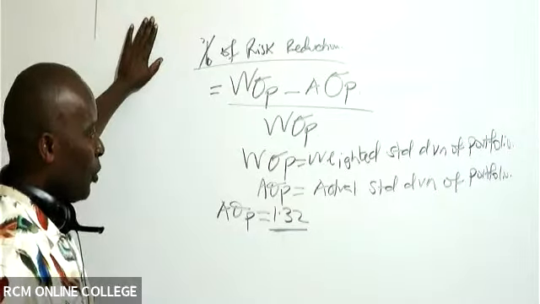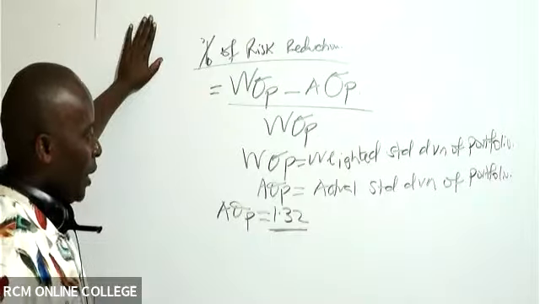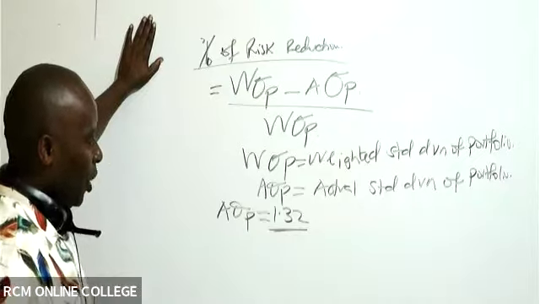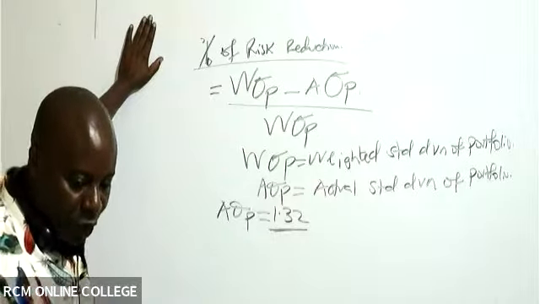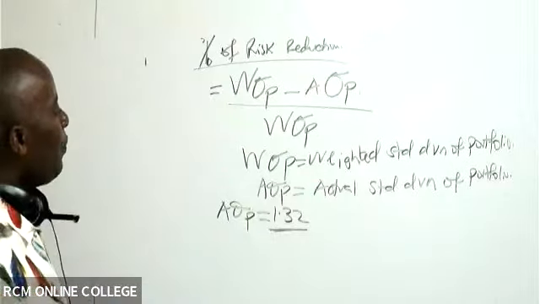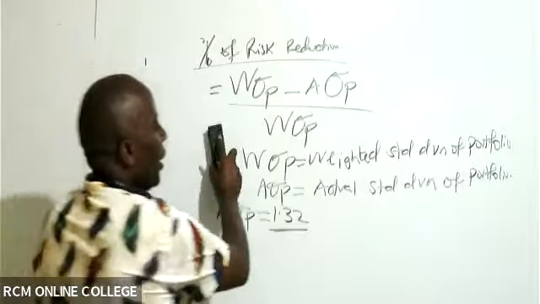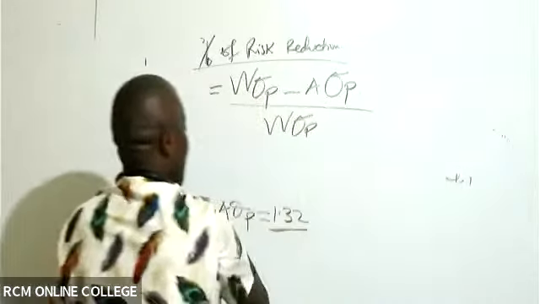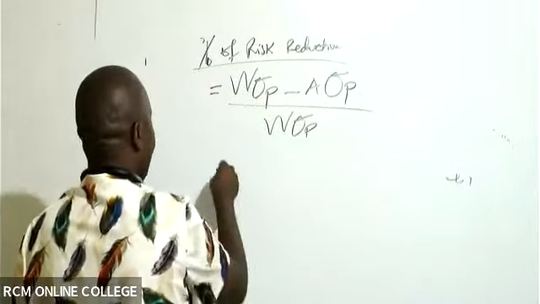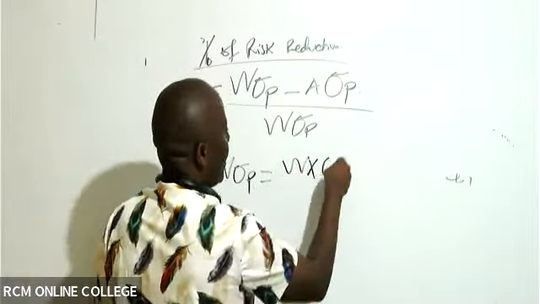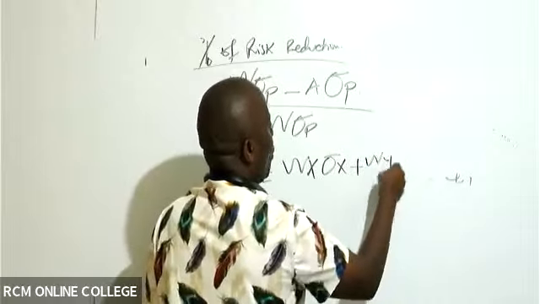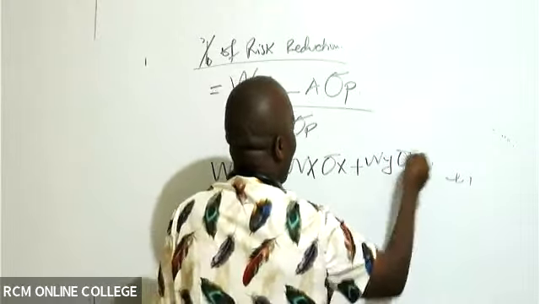And then now we have to compute the weighted standard deviation of the portfolio. How do we get it? It is very, very easy. We take weight X times standard deviation X, plus weight Y times standard deviation Y, like that.